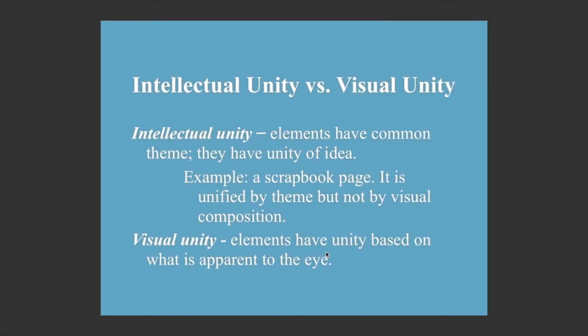So there's intellectual unity and there's visual unity. So intellectual unity is when the elements have a common theme. Okay, they're united by an idea. So for example, if you have a scrapbook of pictures of your vacation, then you're going to have intellectual unity because there's a common theme through the photos, given the fact that they're of your vacation. Visual unity is about what's apparent to the eye. So they look like they belong together because of their aesthetic attributes.